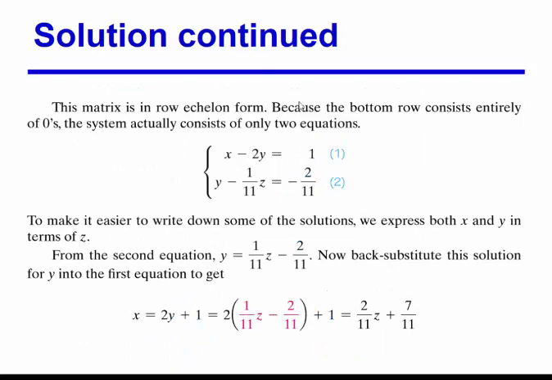Now, this matrix is in row echelon form, and because the bottom row consists entirely of zeros, the system actually consists of only 2 equations, which are equations 1 and 2. So to make it easier to write down some of the solutions, we express both x and y in terms of z. From the second equation, y is equal to 1 over 11 z minus 2 over 11. We back substitute this solution for y into the first equation, and then we get that x is equal to 2 over 11 z plus 7 over 11.